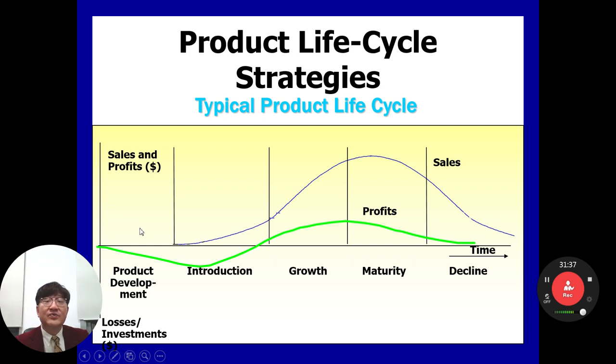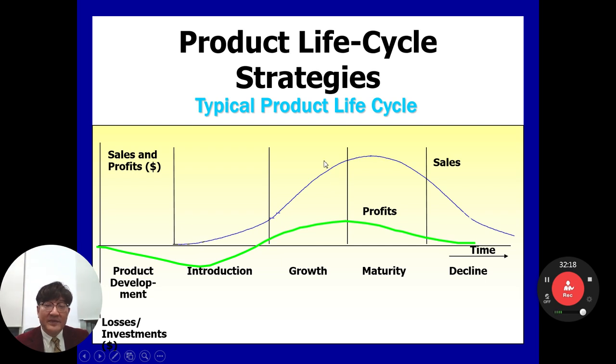The PLC is like when the product enters the market, okay, it follows the unique shape of the cycle like this, right? So from the pre-introduction stage, which is also called the product development stage, to the decline stage, most of the products follow this kind of cycle, although the specific shape of the cycle is a little bit different.